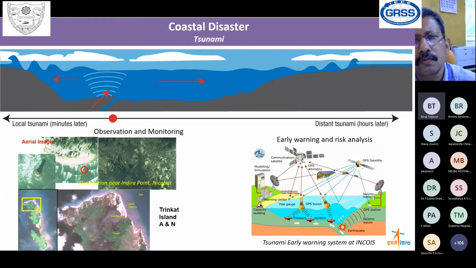Then we come to the various coastal disasters. One of them is a tsunami. A tsunami is basically caused by an underwater earthquake, which creates a ripple on the surface of the water. And when this ripple moves towards the coast, it causes huge waves, which devastate the entire land area. So using Earth observation systems, we can monitor the damages, and space-based technology plays a very important role in an early warning system for tsunami, which is operational at INCOIS in Hyderabad.